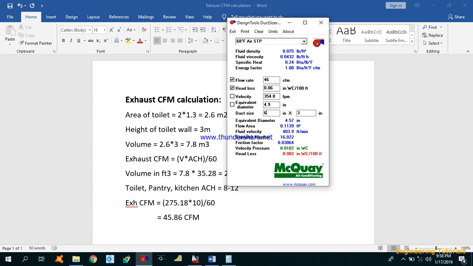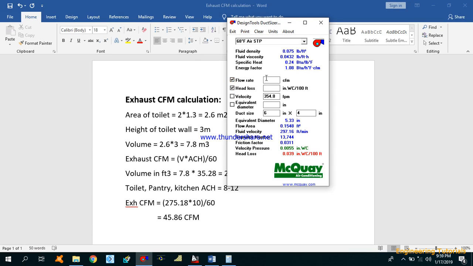Let's say 6 by 3, no, 4 by 6, yeah. If we change this one to 4, because we have to keep this in even numbers, so 6 by 4 inches is the good size for this duct. Or if you go for round, it will be 4.9 inches.